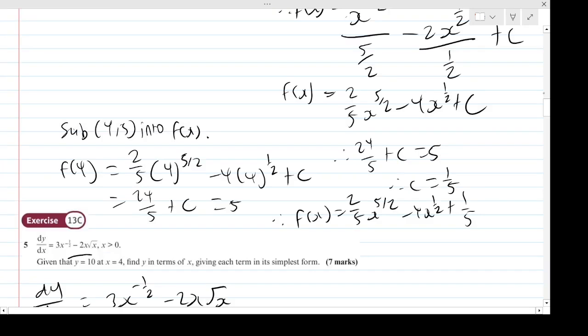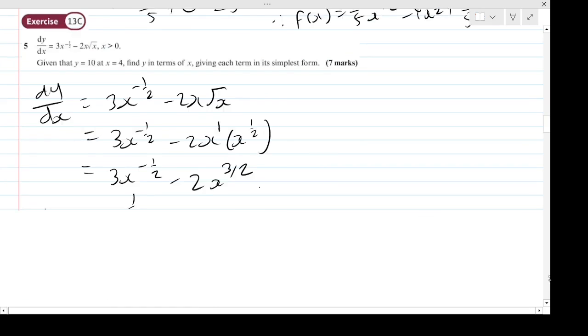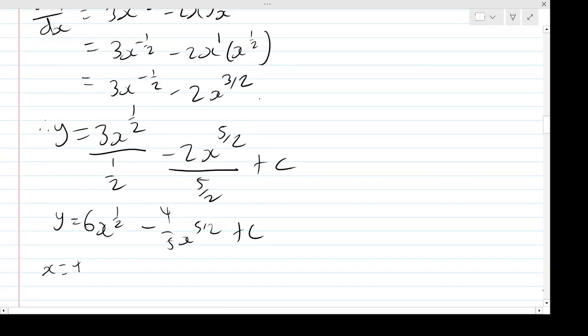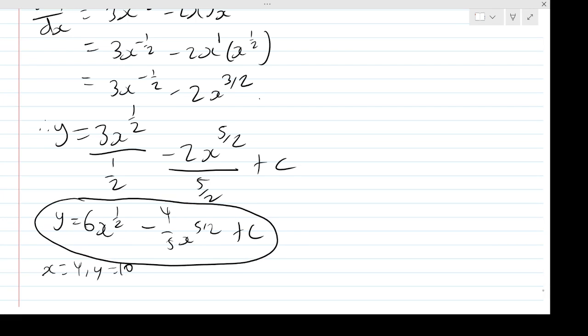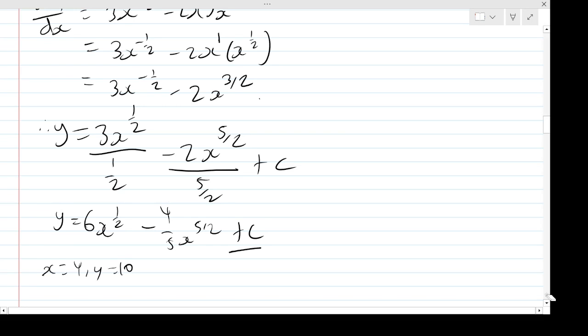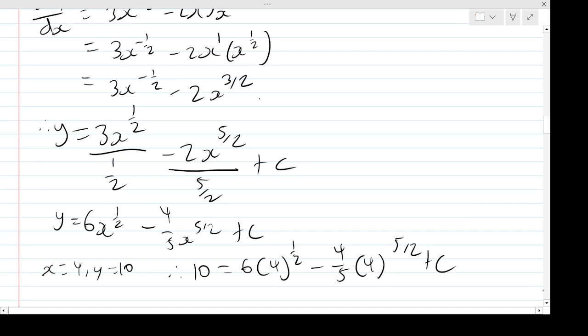Okay, but now we're given this information as well. When y is 10, x is 4, okay? So when x is 4, y is 10. That is information I can substitute into my function y to find c, right? So if I substitute that in, y is 10. So 10 is going to be 6 times 4 to the half, minus 4/5 of 4 again, to the 5 over 2, add c.